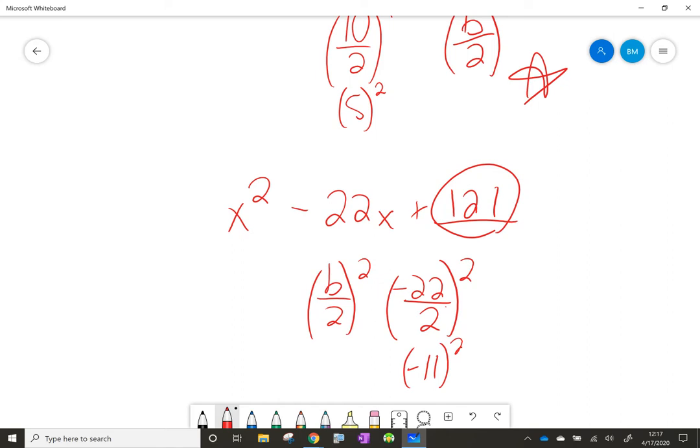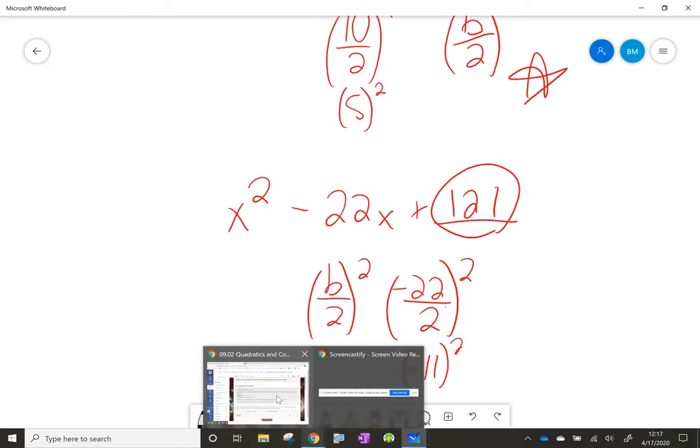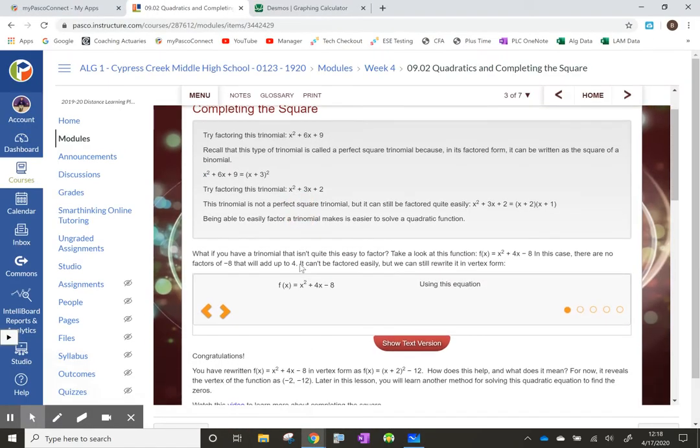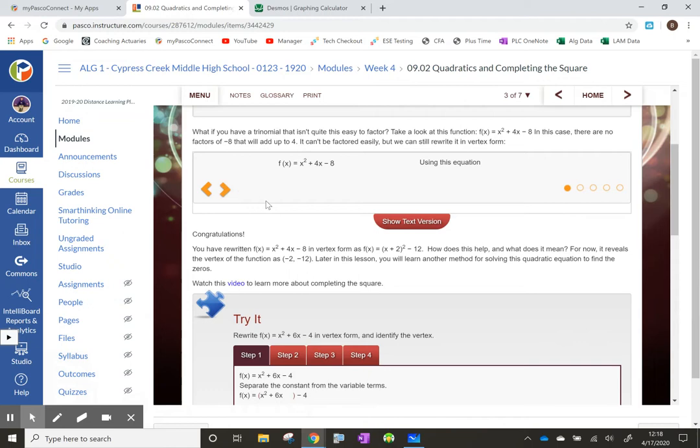But there's a lot more math involved when it comes to writing this into vertex form or finding the zeros of it as well. So let's go to one of these. All right.